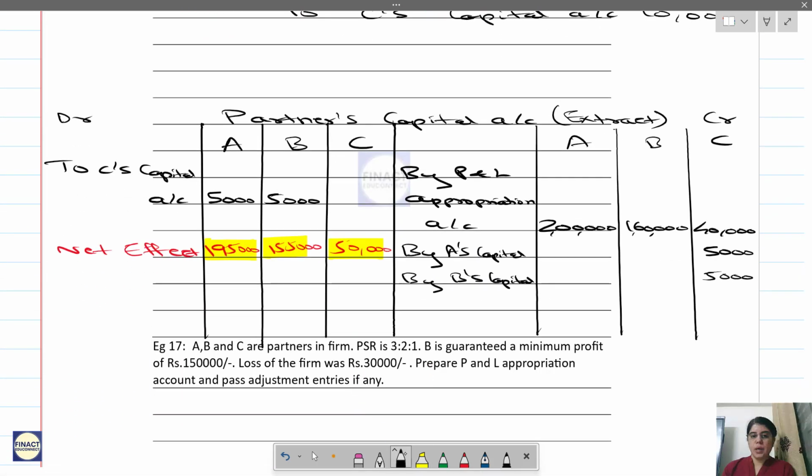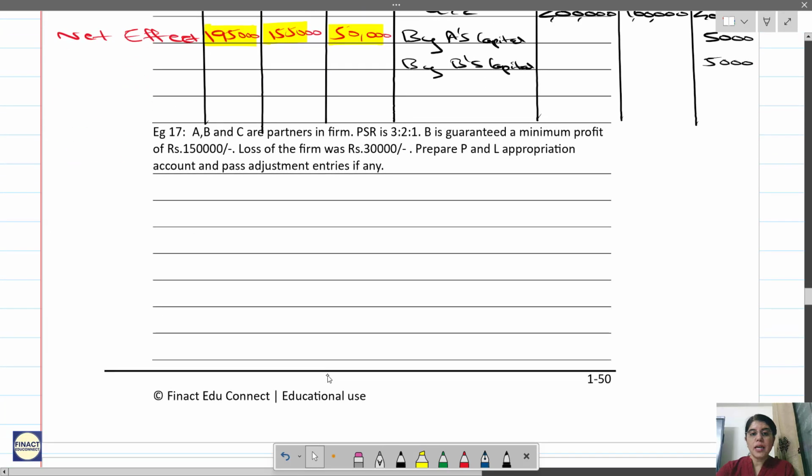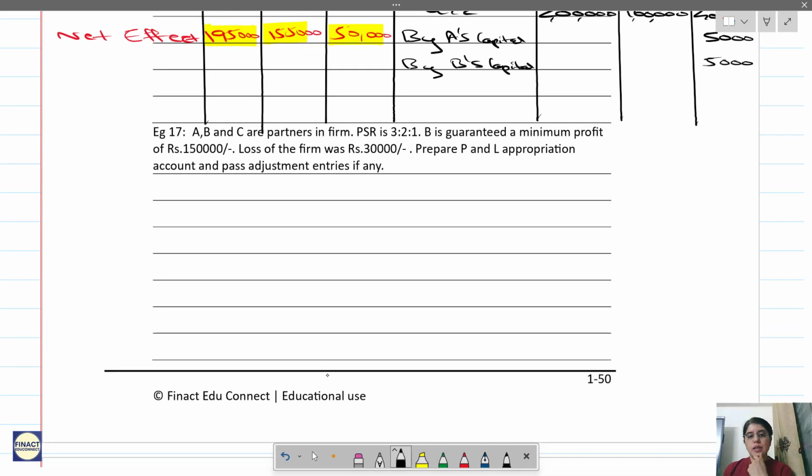Finished? Now we have finished with all the three types of guarantees. All the entries for the three types of guarantee, that is partner to firm, firm to partner, and partner to partner. Now we will see what happens when there is a loss. What happens when there is a loss?